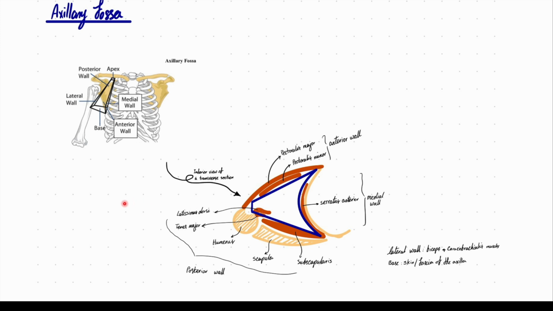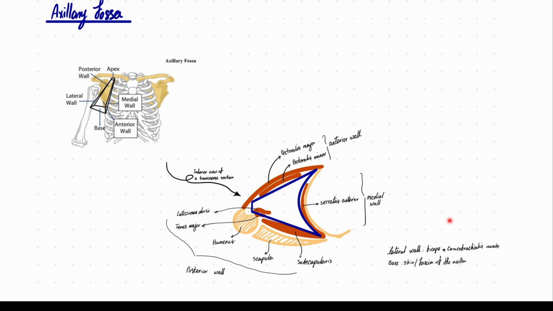Have you ever heard about the posterior axillary fold? It is the latissimus dorsi muscle that makes it. Okay, now the medial border of the axillary fossa is made by serratus anterior muscle, and laterally we have biceps muscle and coracobrachialis. The base of this fossa is the skin or fascia of the axilla.